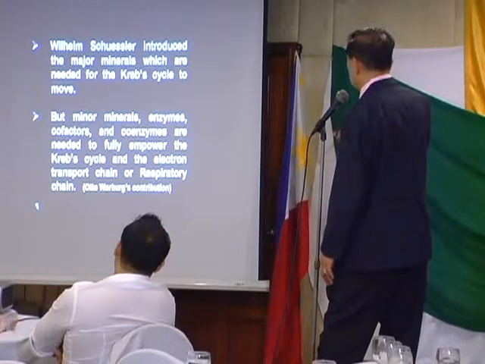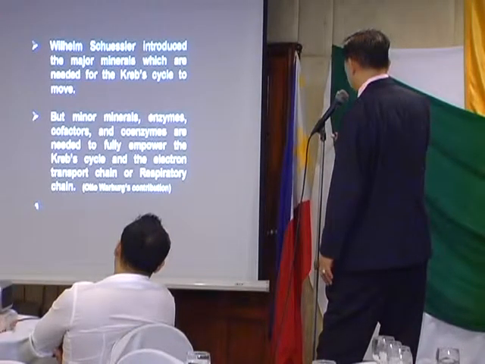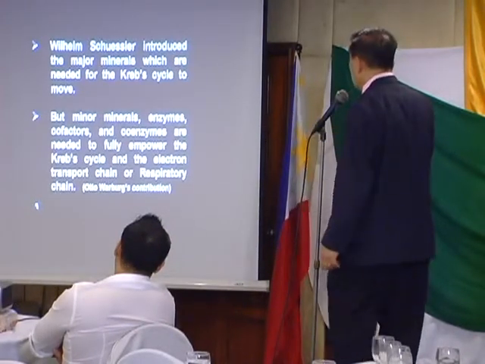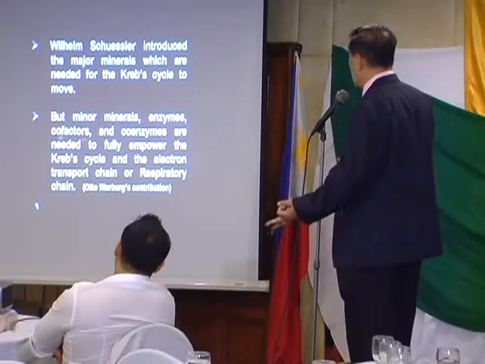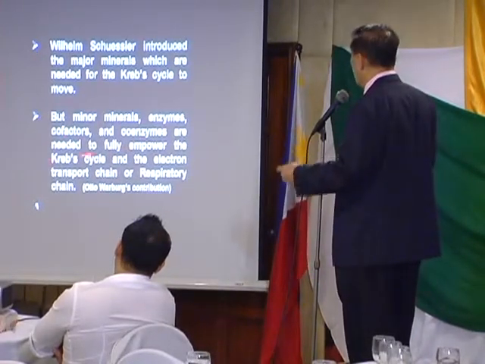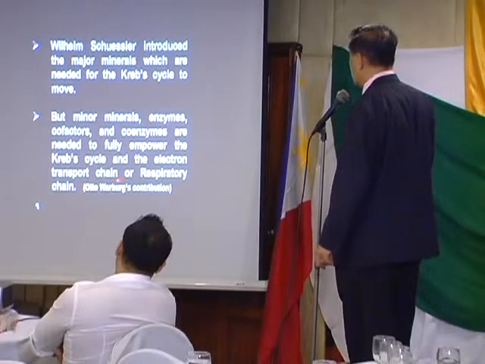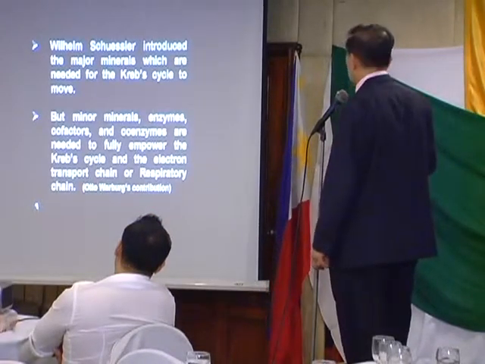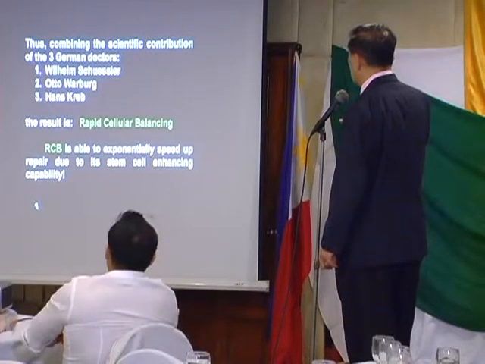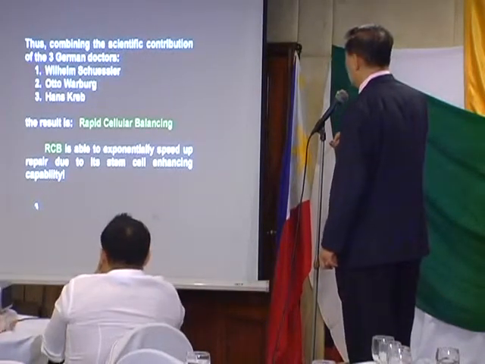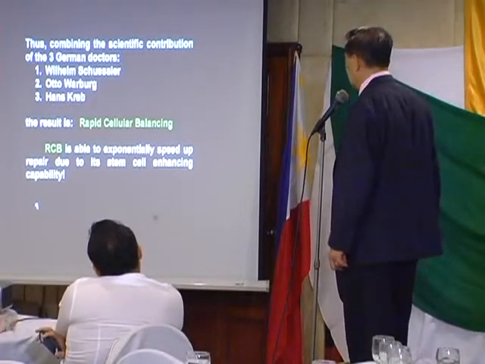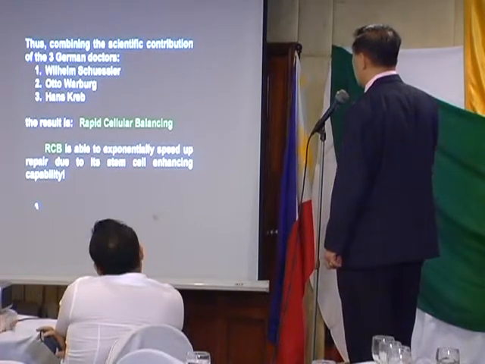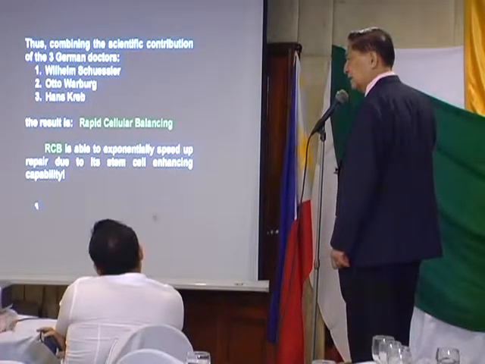Wilhelm Schuessler introduced the major minerals which are needed for the Krebs cycles to move. But he used only major minerals, calcium, magnesium, potassium. But minor minerals, enzymes, cofactors, and coenzymes are needed to fully empower the Krebs cycles. And the electron transport chain or respiratory chain, that is Otto Warburg's contribution. Thus, combining the scientific contribution of the three German doctors, Wilhelm Schuessler, Otto Warburg, and Hans Krebs, the result is rapid cellular balancing. RCB is able to exponentially speed up repair due to its stem cell enhancing capability.